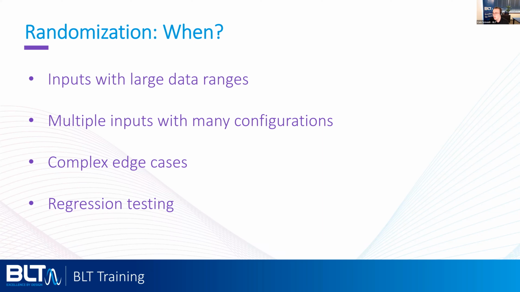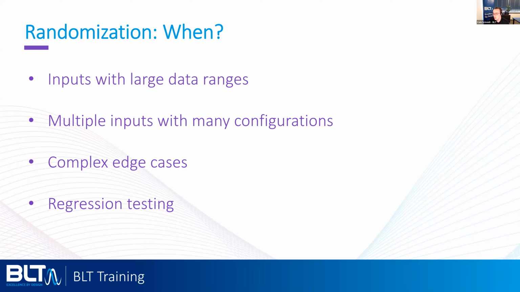The second point is multiple inputs with many configurations. If you have a complex module with 20 to 30 different inputs, maybe some are just toggling capabilities, and maybe others are completely swapping the configuration, or even the coefficients of your calculations. We want to use randomization there so that we can randomize all of our inputs, or the ones that make sense, so that we can try to cover all of our bases in tandem with each other.